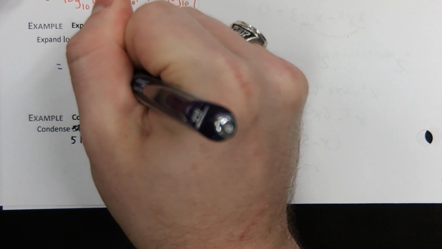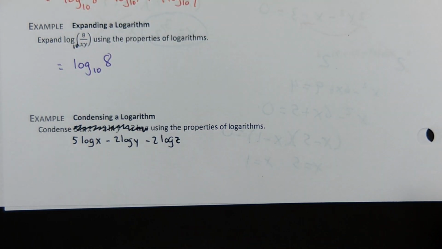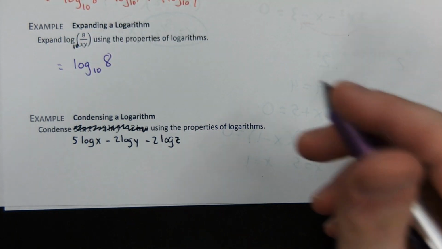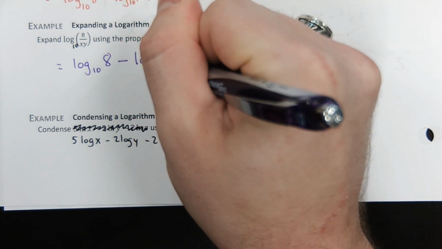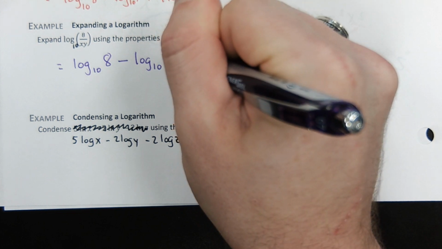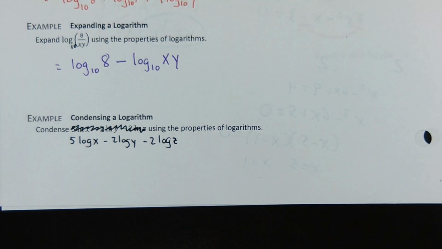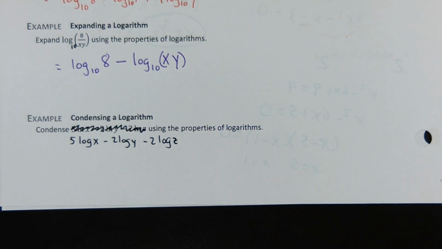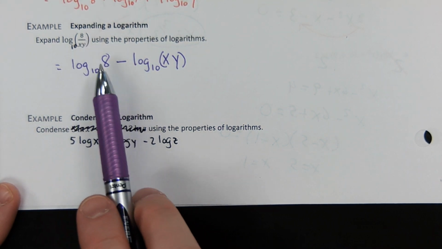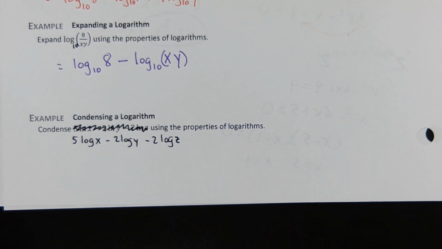Log base 10 of 8. Yes? Where'd the y go? Let's do it one step at a time, okay? Let's do it like that first. So yes, we have used our quotient property, which by the way, I don't need you to know the name of, but we've used the quotient property to take this fraction apart and make it the subtraction of 2 logarithms, okay?